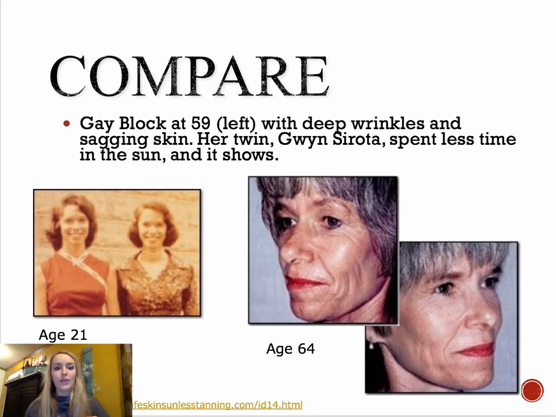Here's another. So this says, Gay Black at 59 left with deep wrinkles and sagging skin. Her twin Gwyn spent less time in the sun and it shows. So this is age 21 when they look very similar, and then sun exposure, so just showing the difference. And again, you can tell people all the time to stay out of the sun, and then actually seeing these differences with someone that shares the same genetics and those kinds of things can be really effective. So be creative in how you are applying your visual aids to your message, and think about the ways that you can reach your audience most effectively and really hit home with them.